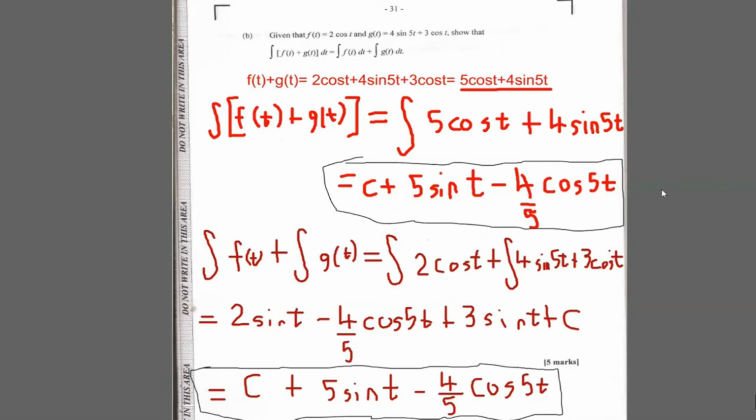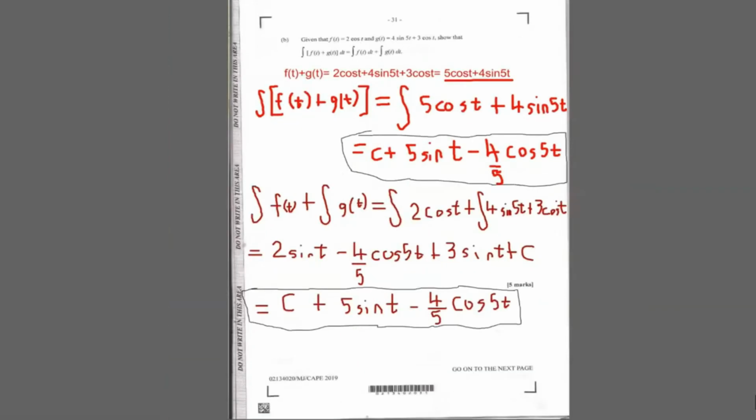So we've shown it. Nice. Just give them a concluding statement. Hence, or therefore, the integral of f of t plus g of t. It's good when you just give them a concluding statement. Show them that you know what you were doing. Hence, you show them that the integral of f of t plus g of t.